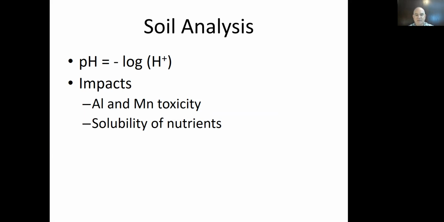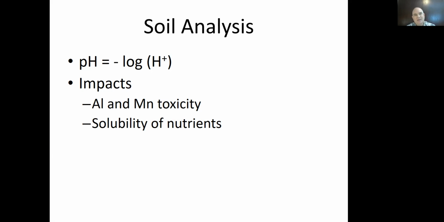It can impact the solubility of a wide variety of elements. Some of those are nutrients. Some of them are not, like aluminum's not a nutrient, but there's a lot of it in soil. And if it becomes too acidic, that aluminum will start to solubilize and it will harm plant roots. Manganese is another one that can become toxic. Now, manganese is a nutrient.